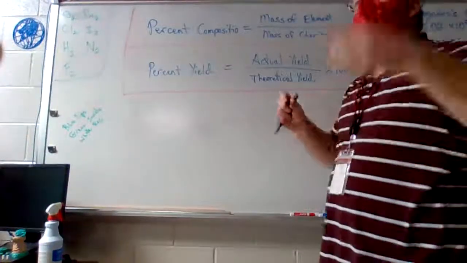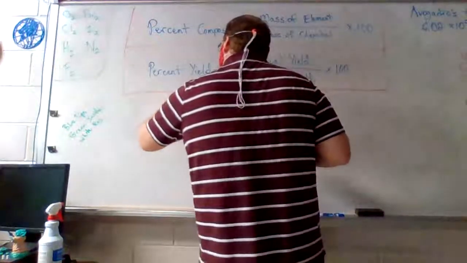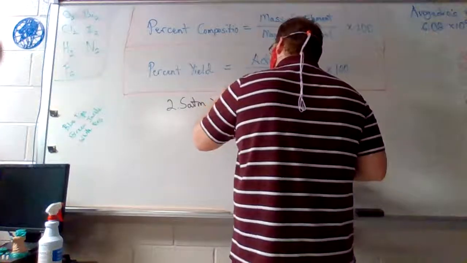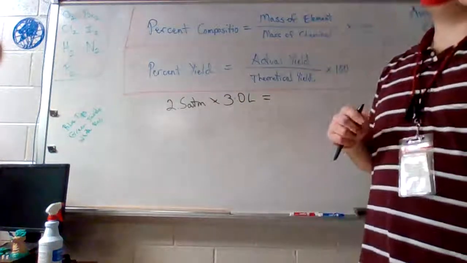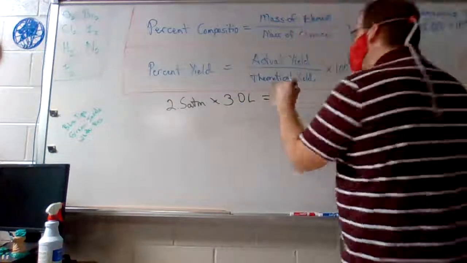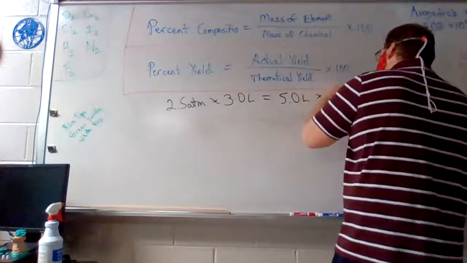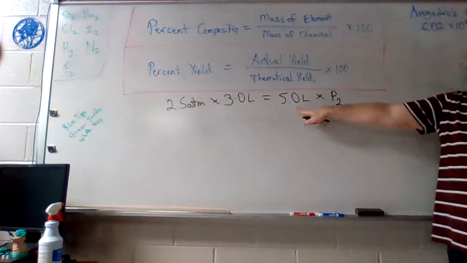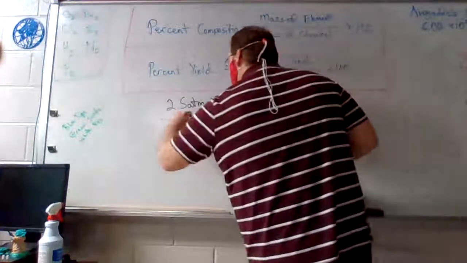So I have P1 times V1. So I have 2.5 atmospheres times 3.0 liters is equal to, what do we got? 5.0 liters times P2, right? So what am I solving for? What am I trying to get by itself? The P2. What do I do with the 5.0 liters? I divide by it and I move it over to the other side.